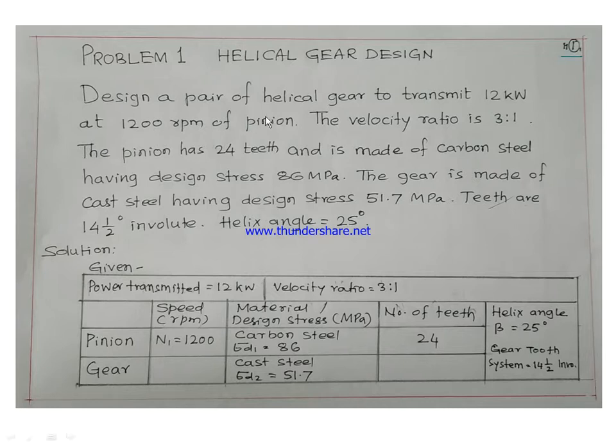at 1200 rpm of pinion. The velocity ratio is 3:1. The pinion has 24 teeth and is made of carbon steel having design stress of 86 megapascal. The gear is made of cast steel having design stress of 51.7 megapascal. Teeth are 14.5 degree involute and helix angle is 25 degree. So these are the given things.